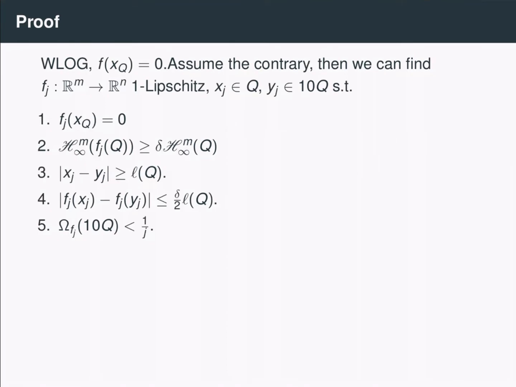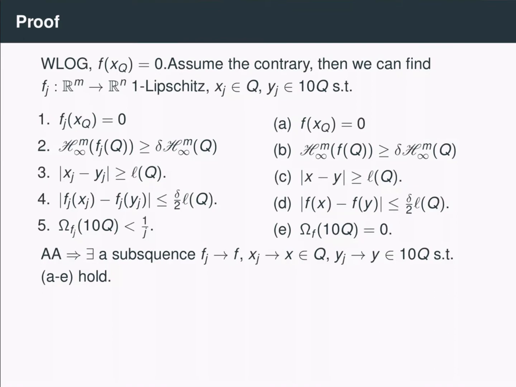Okay, so that means that we can apply Arzela-Ascoli. Arzela-Ascoli implies that we can find a subsequence of functions that converge uniformly on compact sets to another one-Lipschitz function f. And we can also pass to a further subsequence so that xj converges to some point x in q and yj converges to some vector y in 10q. Now, because the fj's are converging uniformly and the xj's and yj's are converging, each one of these statements turns into a corresponding statement for the limiting function. So for example, since the fj's are all equal to 0 at xq, so will f be at xq.